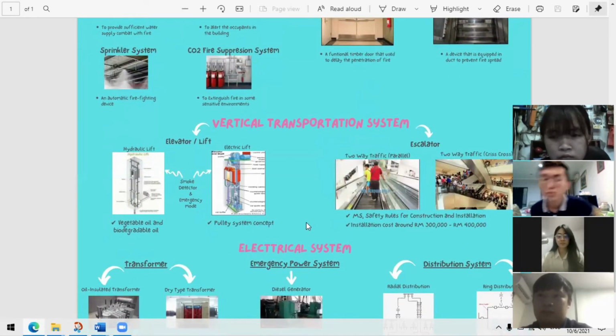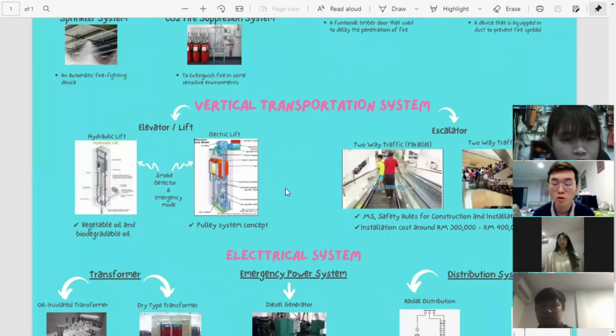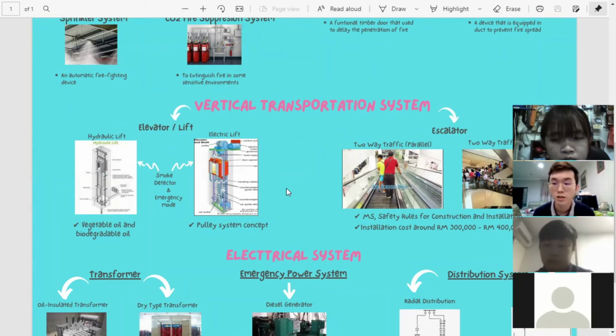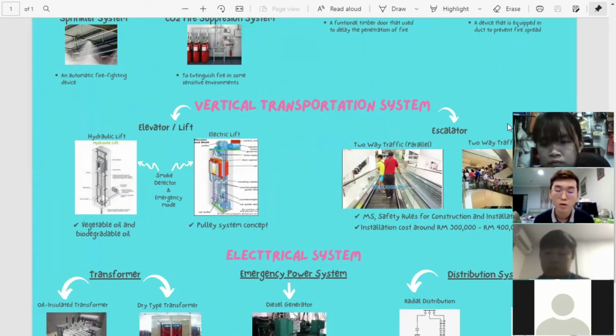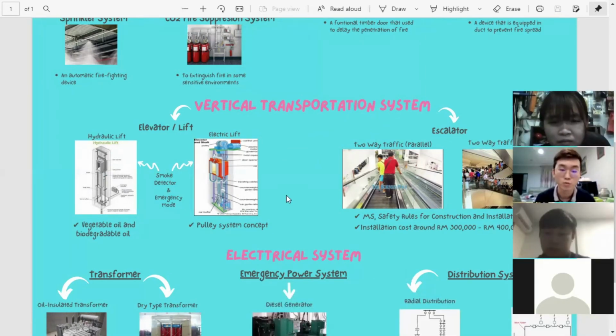Okay, hello sir. So now I will be talking about the vertical transportation system and also the electrical system. There are two types of components of the vertical transportation system, which are elevator and escalator. For the elevator, there are also two types, which are the hydraulic lift and the electric lift. Both types of lift have a smoke detector, which fulfills section 153 under the Uniform Building By-Laws.